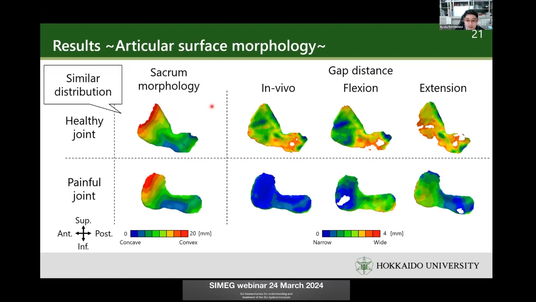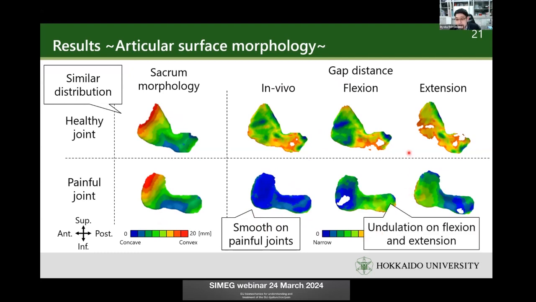But then we move on to the gap distance. This means the gaps between the sacrum and the ilium. From here you can see on the painful joint, it is almost all blue. This means that mostly the area is the same distance. So this means that it is smooth on the painful joint.